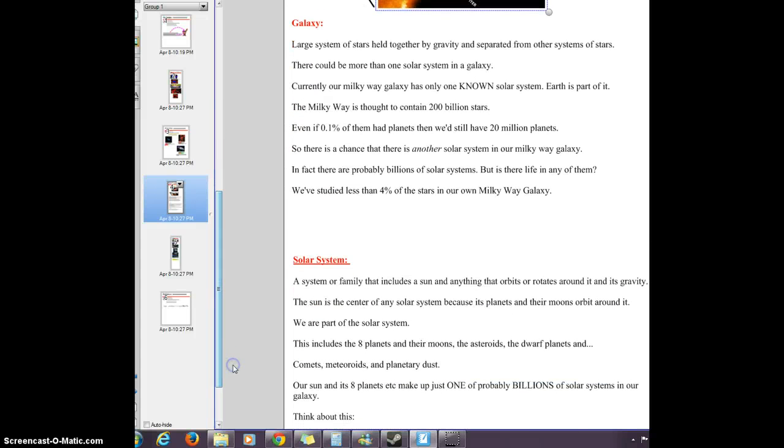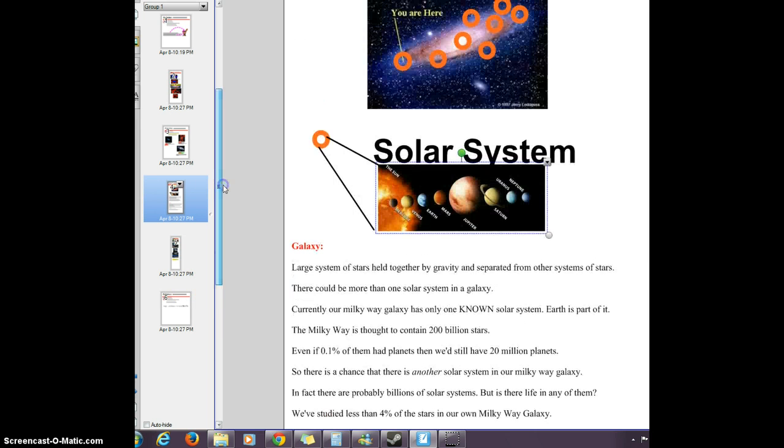A solar system. It's a system or family that includes a sun and anything that orbits or rotates around it and its gravity. So remember, a solar system is not just a sun or a star. It's the sun or the star with anything that's rotating around it. The sun is the center of any solar system because the planets and their moons and anything else has to orbit around it. We are part of the solar system, including the 8 planets, asteroids, dwarf planets, comets, meteoroids, dust, planetary dust. Our sun and 8 planets, etc., make up just one of probably billions of solar systems in our galaxy. So you're getting to this understanding that solar systems are in galaxies. They're smaller than galaxies.